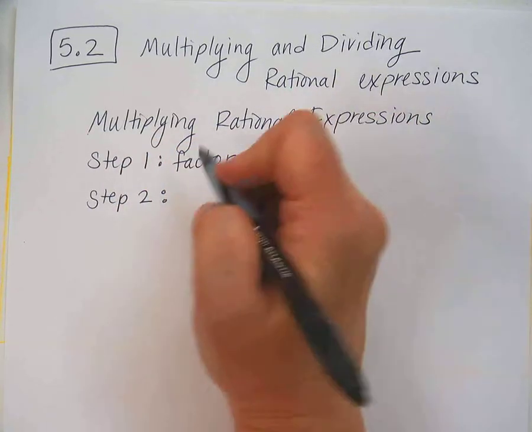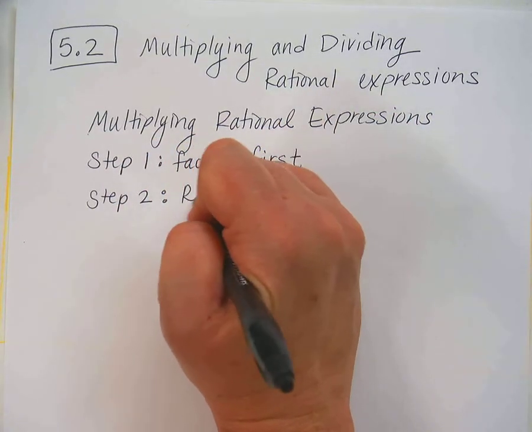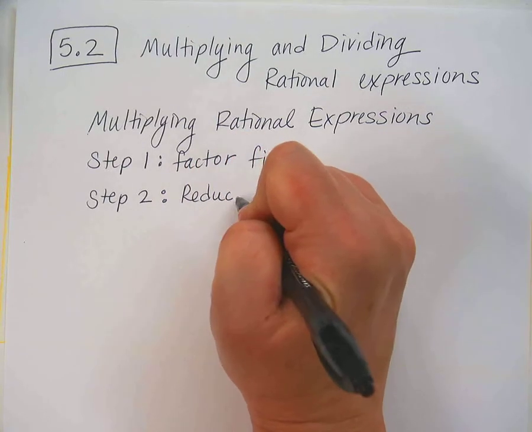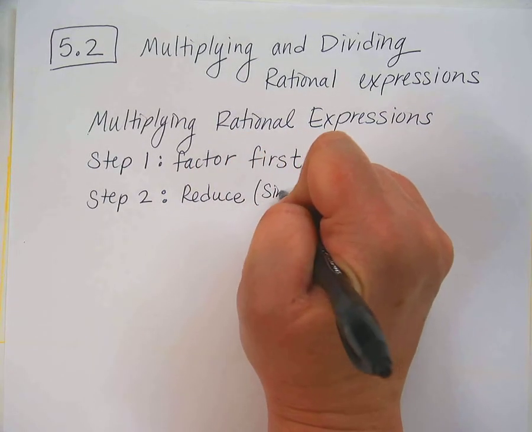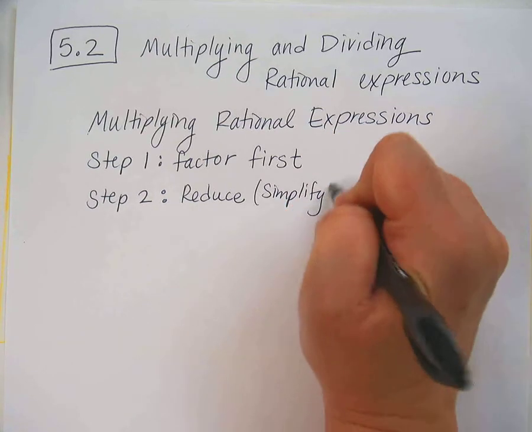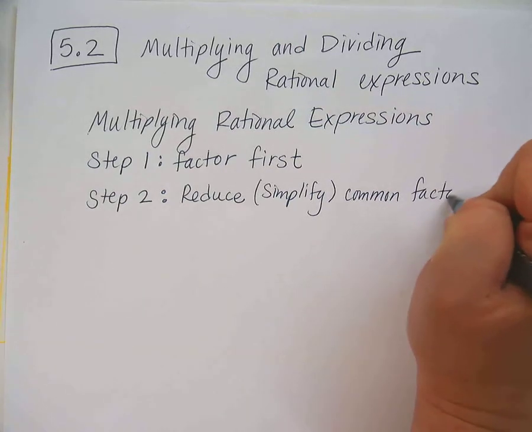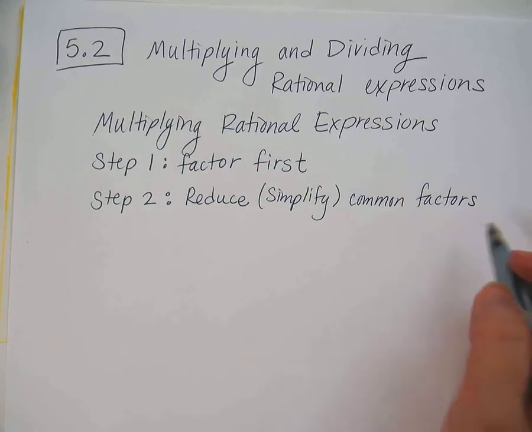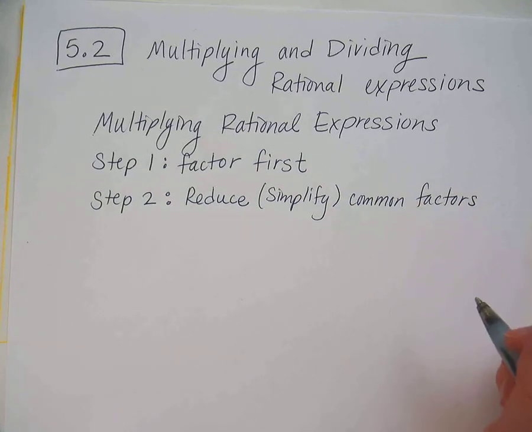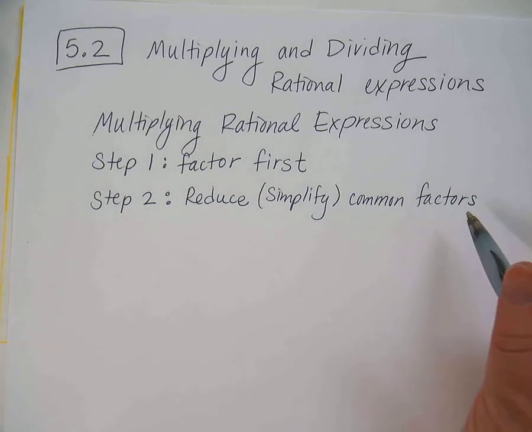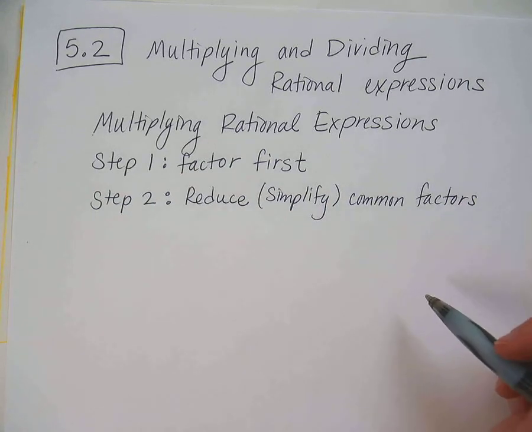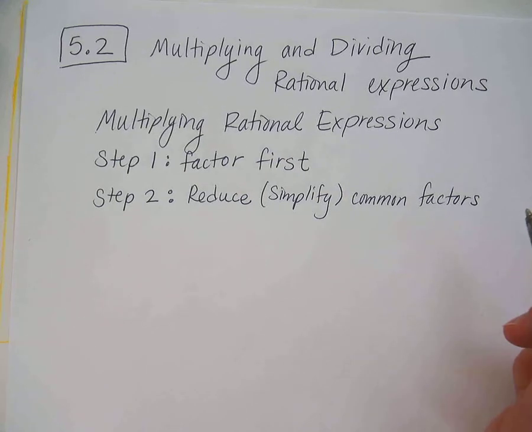Step 2, we are going to reduce or simplify common terms. Or not terms, but factors. Reduce, simplify common factors. Okay, and again, remember from 5.1, you can't cancel terms that are adding and subtracting unless they're identical, like something in the numerator is identical to something in the denominator. You can't just cancel out individual pieces of terms of a polynomial expression.